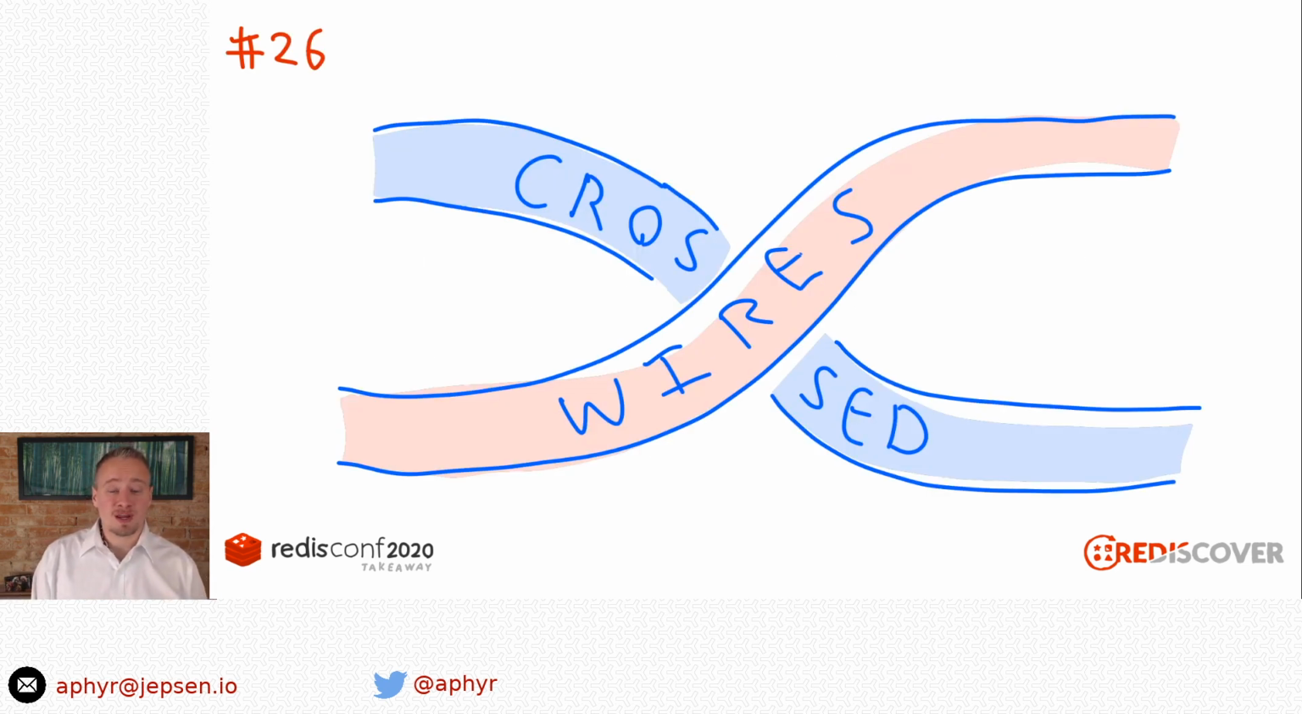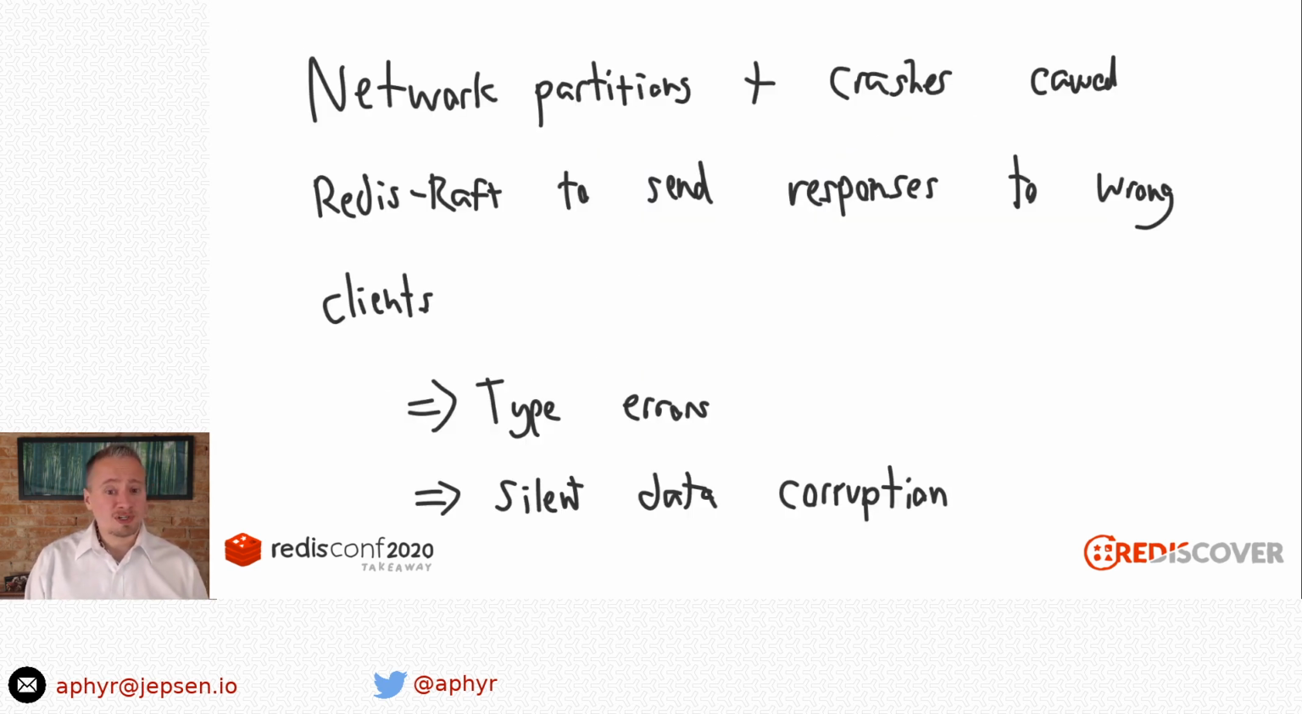Bug 26 was an error involving what looked like crossed wires. With network partitions and process crashes, RedisRaft could send responses to entirely incorrect clients. So you'd make a request like, get the current value of 2, and you'd get back a transactional response for 3 writes, which made no sense. I thought for sure that there was a client error or something had gone wrong inside of Jepsen, but sure enough, this was actually a real bug.